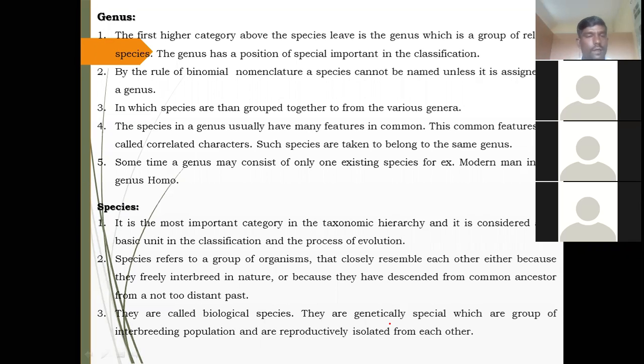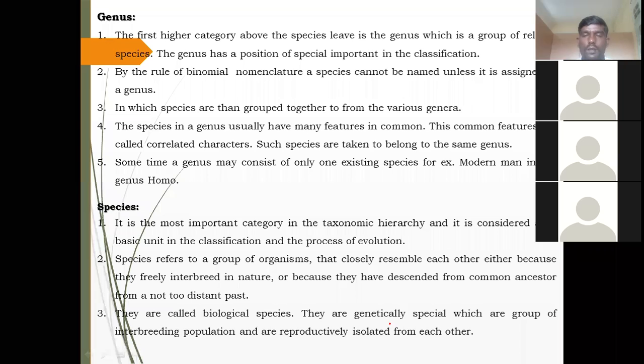Sometimes a genus may consist of only one existing species. For example, modern man in the genus Homo. Homo is a genus. They are observed in modern man.